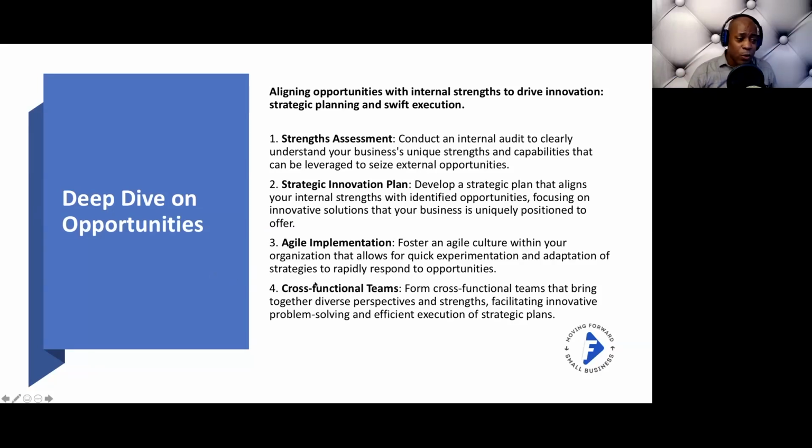Okay. And then, of course, cross-functional teams. If you have a big enough organization, form cross-functional teams that bring together diverse perspectives and strengths to help you to take advantage of the opportunity. But again, if you're a solopreneur, then you might partner with someone to take advantage of the opportunity.